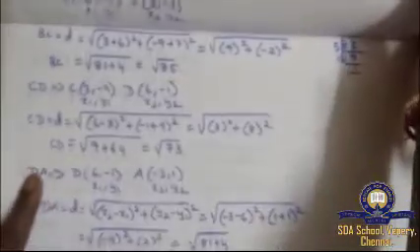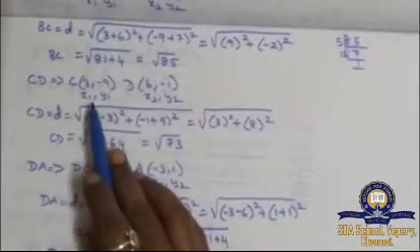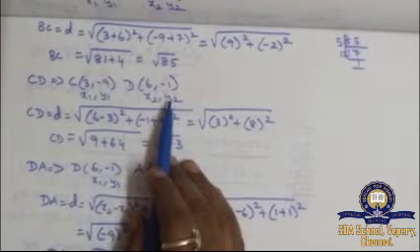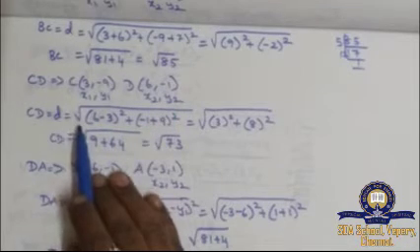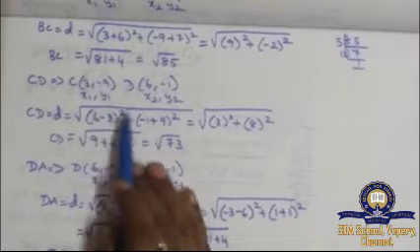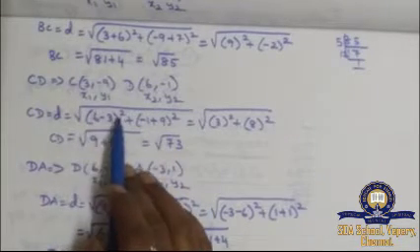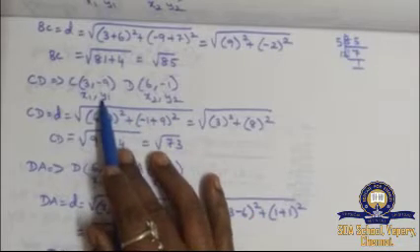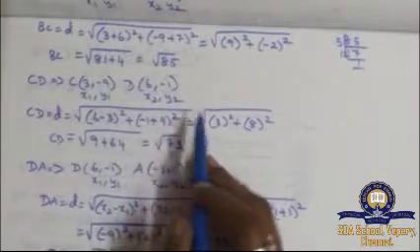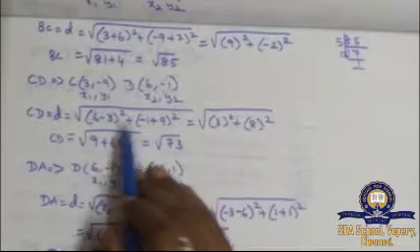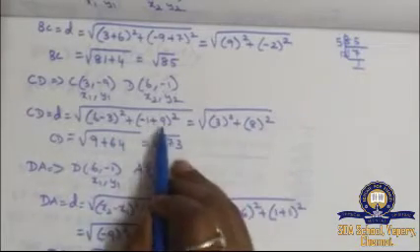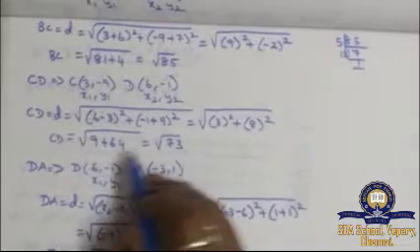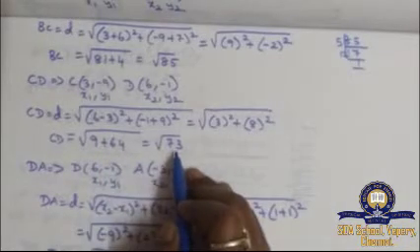Next, CD. C is 3 comma minus 9, D is 6 comma minus 1, x1 comma y1, x2 comma y2. So same formula: root of (x2 is 6 minus x1 is 3) the whole square, plus (y2 is minus 1, minus y1, again minus symbol is there, so plus 9) the whole square. That is 6 minus 3 is 3 the whole square, plus 9 minus 1 is 8 the whole square. 3 square is 9, 8 square is 64. 9 plus 64 is 73.